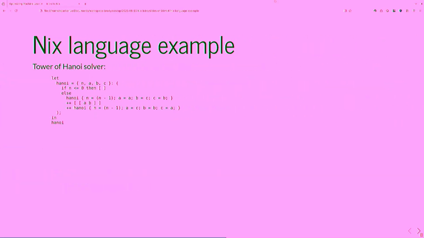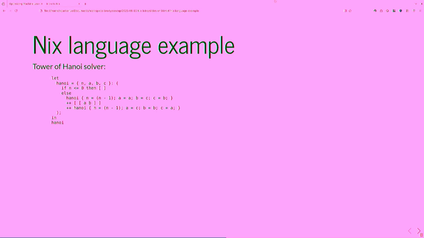So I'm going to give you an example of the Nix language. Nix is not a general purpose programming language. It's for building packages, but it is Turing complete. It is sufficiently general that you can do some arbitrary things with it. So here I've written a few lines of code that solves the Tower of Hanoi puzzle.